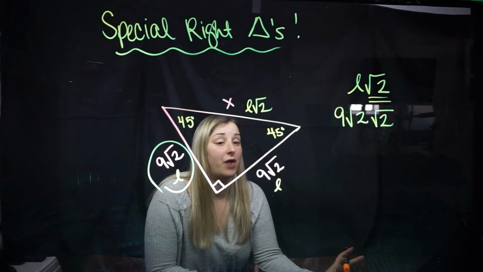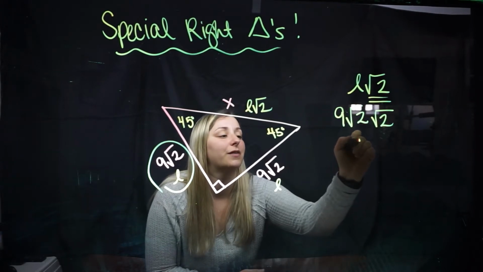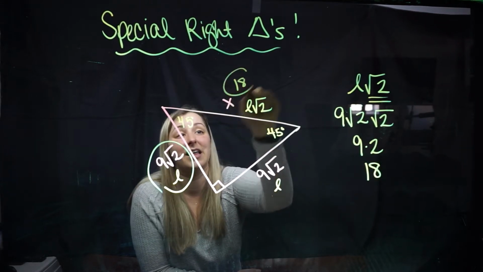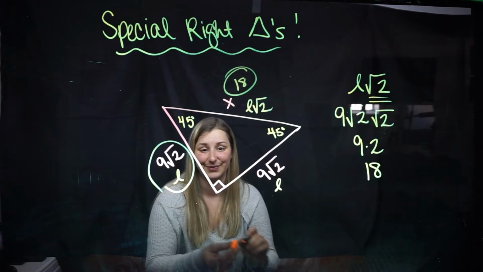So multiplying that out, we know rad 2 times rad 2 is just 2. So we've got 9 times 2, which is 18. And 18 is the length of that hypotenuse.